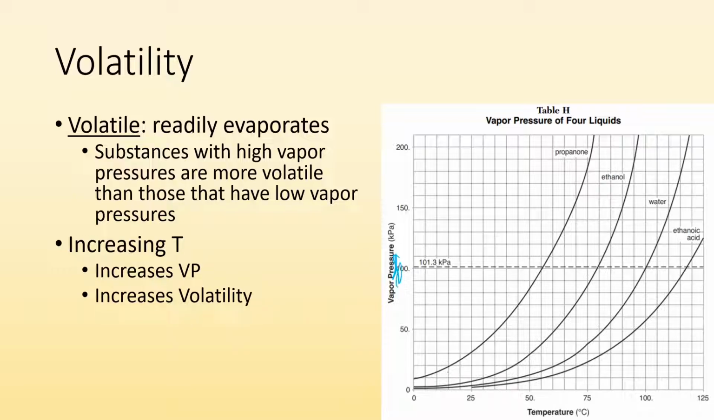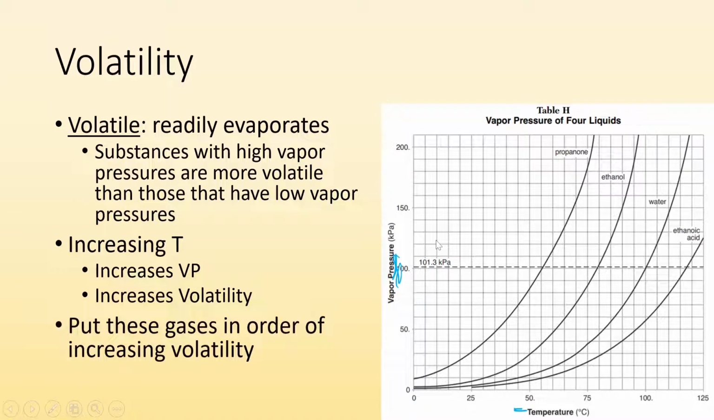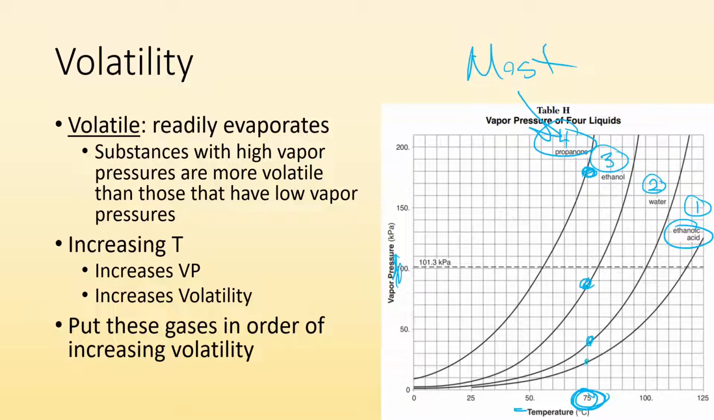We have vapor pressure over here, temperature on the bottom. As we increase temperature, the vapor pressure increases for all of these substances. So put these in order of increasing volatility. Well, let's just pick a temperature and see which one has the most vapor pressure. The lowest vapor pressure is going to be ethanoic acid. That's going to be my lowest. And then water is going to be my second lowest. Ethanol, third lowest. And propanone is going to be the most volatile. Propanone is the most volatile because it's got the highest vapor pressure at any given temperature. So if we take a look at one temperature, propanone has the highest vapor pressure, so it's the most volatile out of those four.